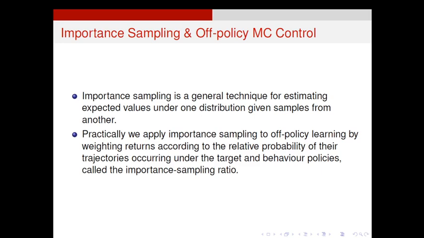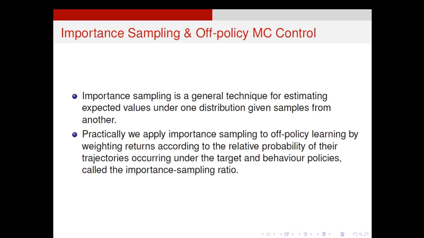Next is off policy. In order to understand off policy, let's look into the auxiliary tool called importance sampling. Then what is importance sampling? As its name suggests, it gives the measure of importance of a sample. Importance sampling is a general technique for estimating expected values under one distribution given samples from another distribution.